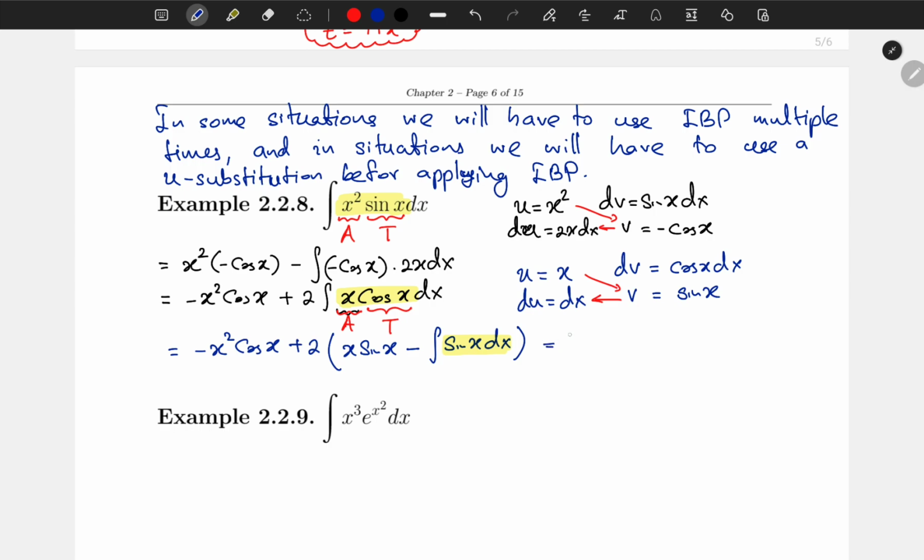So the final answer is negative x squared cosine x plus, I'm going to distribute this 2, so 2x sine x, and the last one is minus 2 cosine x plus c.